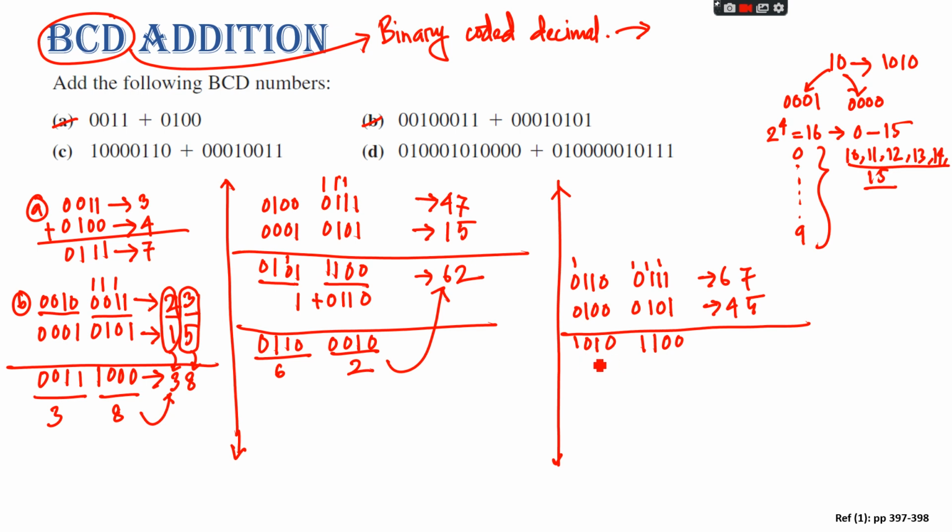So what does it represent? 10, 10, and this is 12. So both are above 9, right? Yes, sir. So what do we have to do? We have to add 6. We add 0110 here, and again we have to add 0110 here to get the exact result.